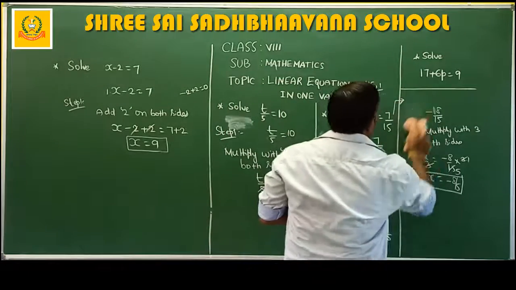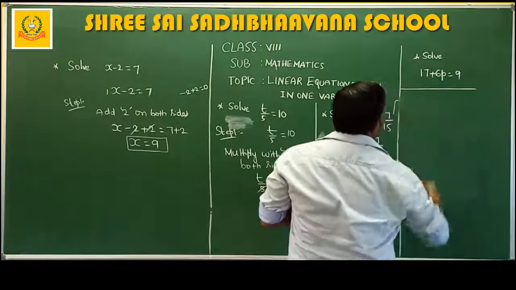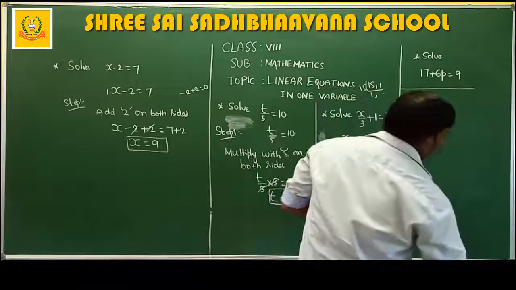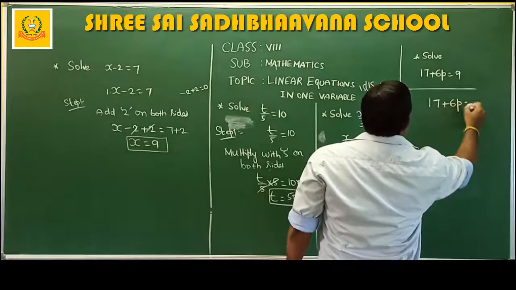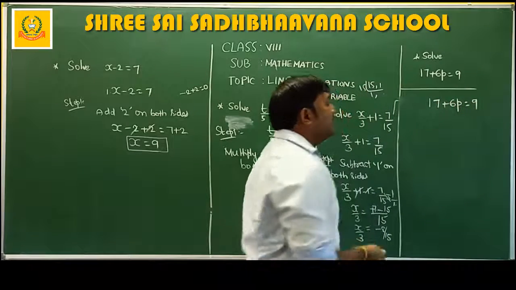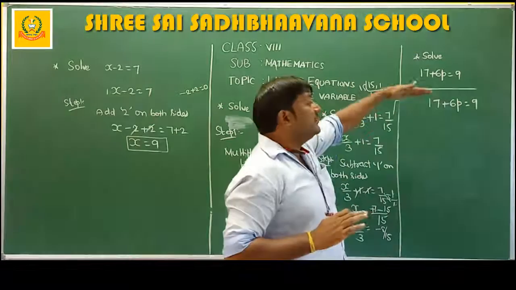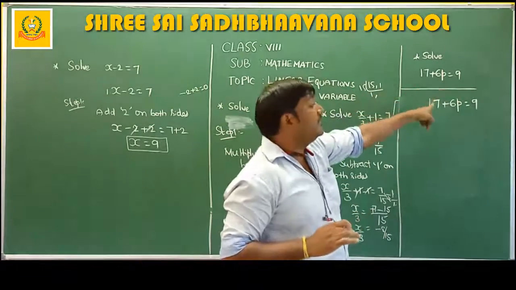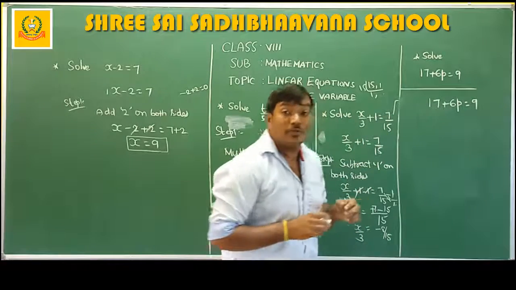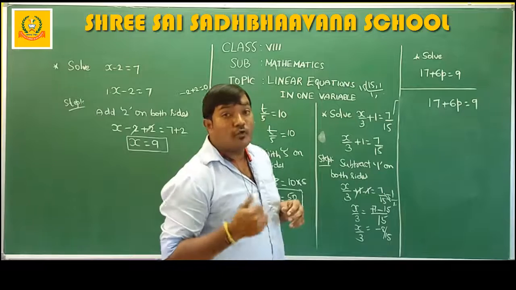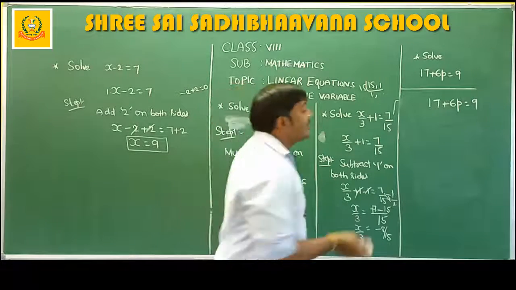17 plus 6p is equal to 9. Okay? 17 plus 6p equal to 9. So how to do that? First, you write the linear equation. 17 plus 6p equal to 9. Now, remember 6p is not just 6p, it is added with 17. Correct? So we have to remove that 17. So how to eliminate the 17? The same way we did for the last ones.